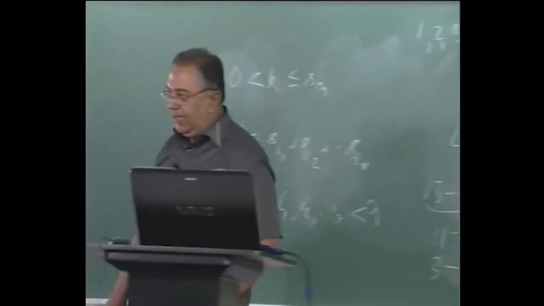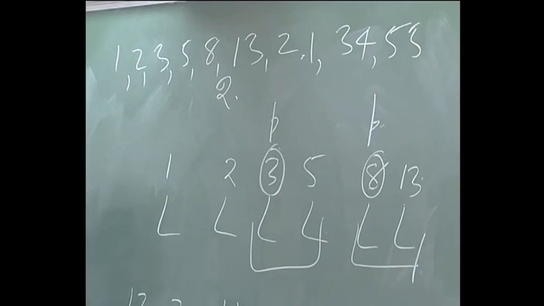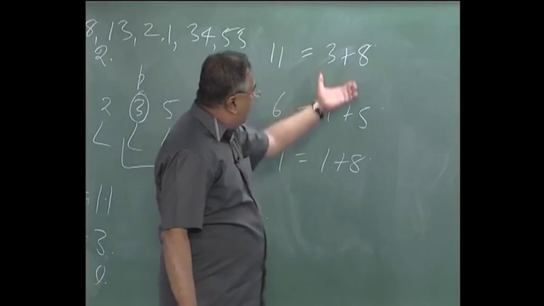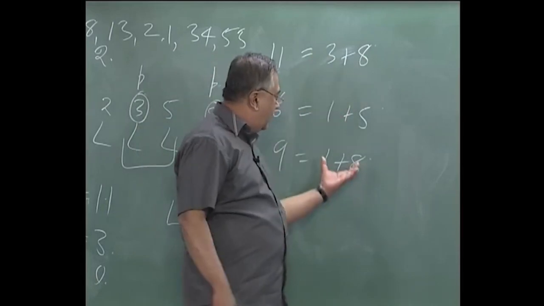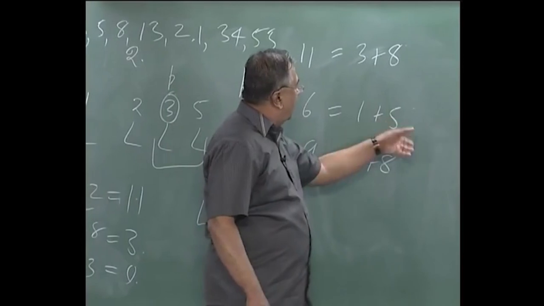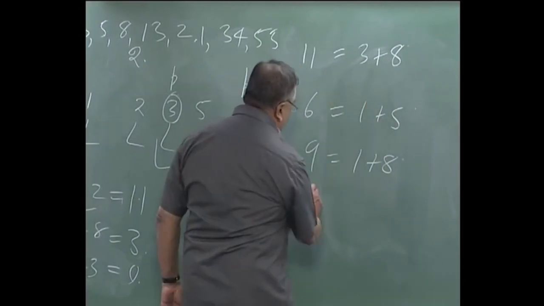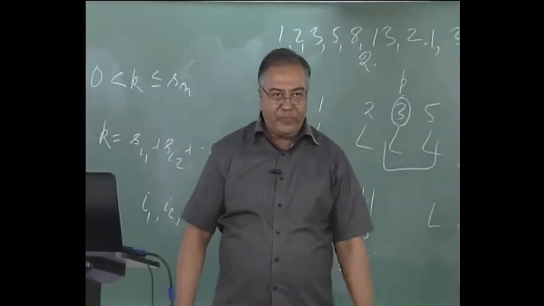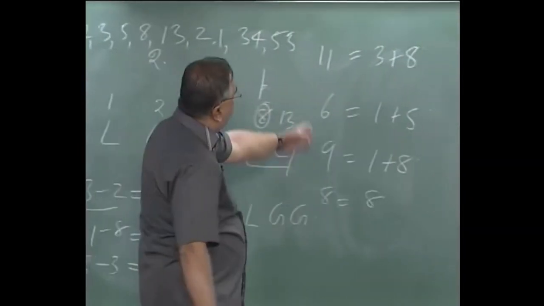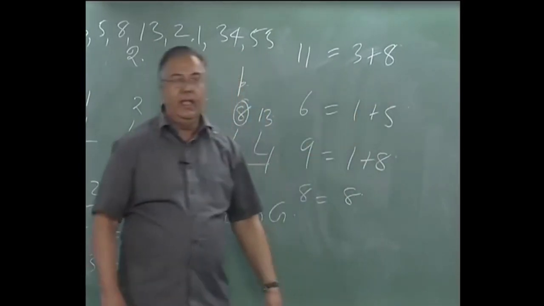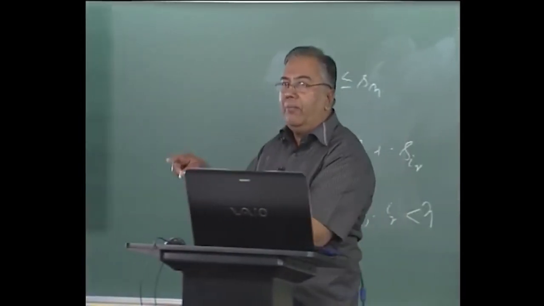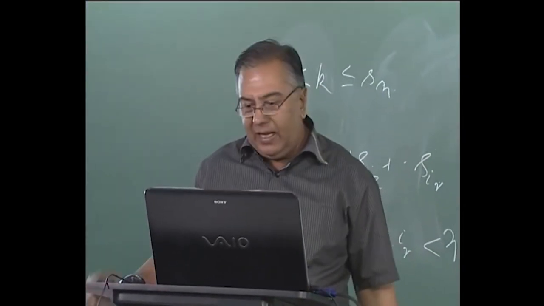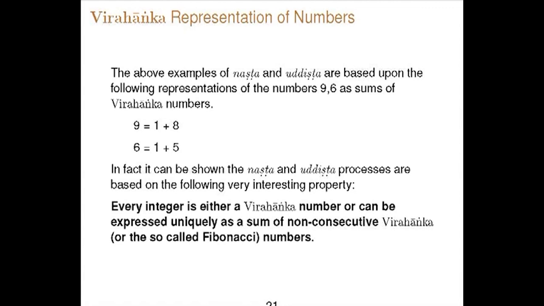So ultimately the entire mathematics of the matra vritta prastara depends on a decomposition like this, where every number is writable as a sum of the Virahanka numbers, where the numbers are non-consecutive. So every number is either a Virahanka number, 8 will have only the representation as 8, or if it is not a Virahanka number, it can be uniquely written as a sum, and that is what fixes the row number, or it gives you the metrical pattern, the way to go from one to the other, and that is at the heart of the calculation.